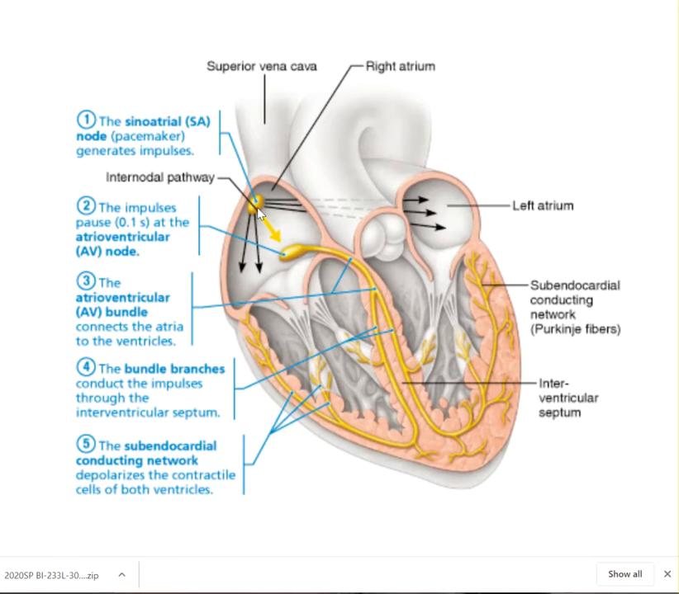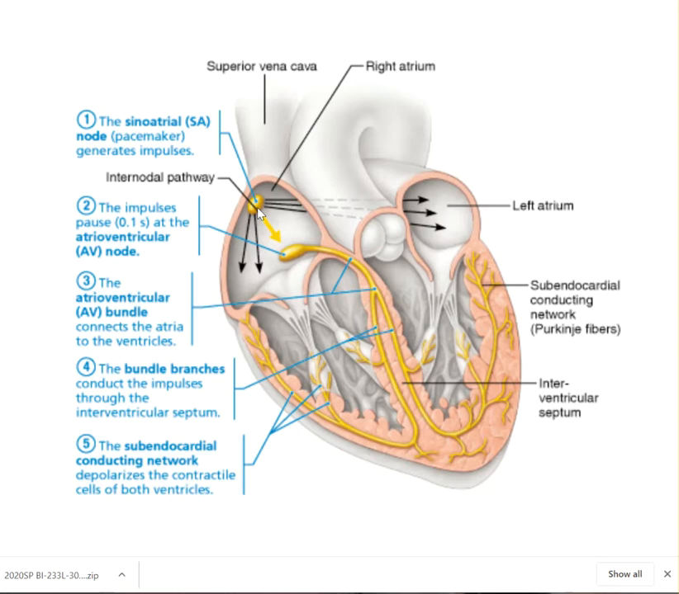Okay. So the very first thing that happens is there's two nodes of these pacemaker cells. The first one is the sinoatrial node, which is our true pacemaker, what we think about as our pacemaker, and it generates an impulse. And this is the one that would generate a really high rate if we didn't tamp down on the heart rate.